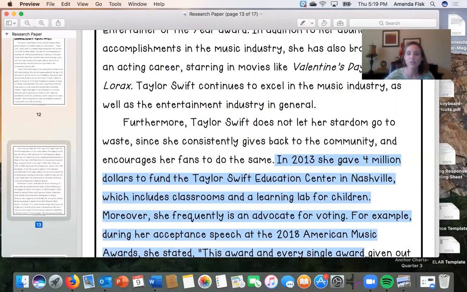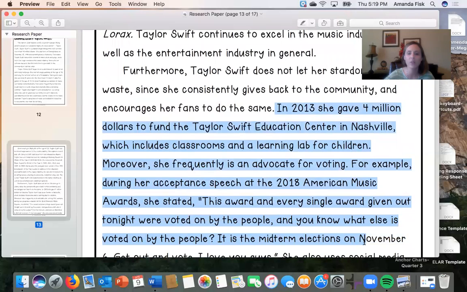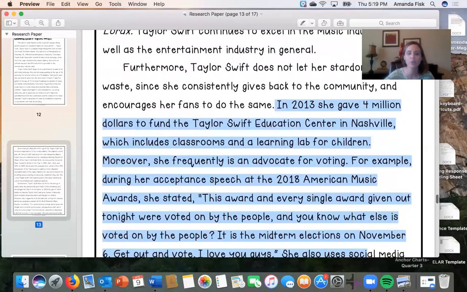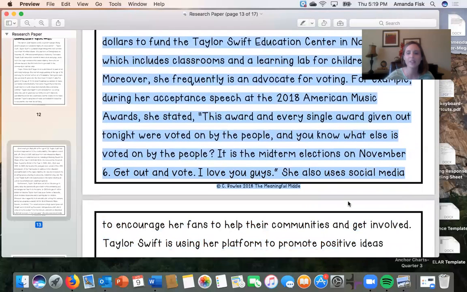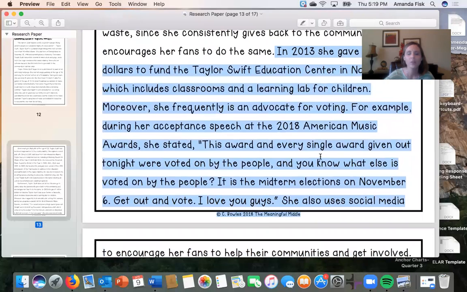In 2013, she gave $4 million to fund the Taylor Swift Education Center in Nashville, which includes classrooms and a learning lab for children. Moreover, she frequently is an advocate for voting. For example, during her acceptance speech at the 2018 American Music Awards, she stated, "This award and every single award given out tonight were voted on by the people. And you know what else is voted on by the people? It is the midterm elections on November 6th. Get out and vote. I love you guys."